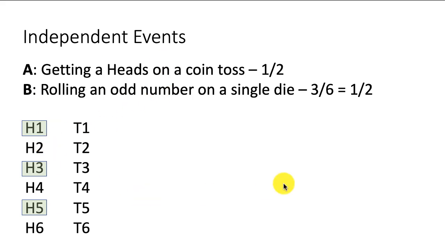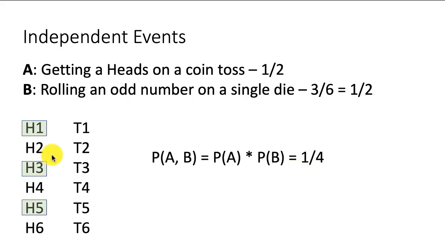So the answer, of course, is 3 divided by 12 or 1 by 4, which is what you get just intuitively looking at it. And of course, if you apply the formula, you get the same thing. It's half times half is 1 by 4. So here all we are doing is giving you a rationale for why, when you have independent events, you multiply the probabilities.